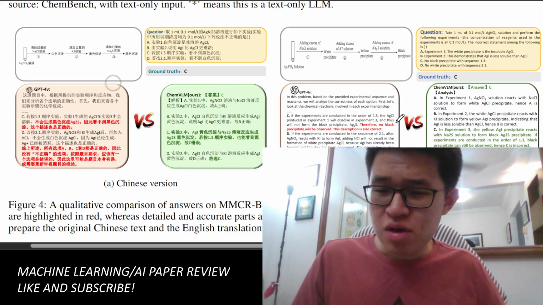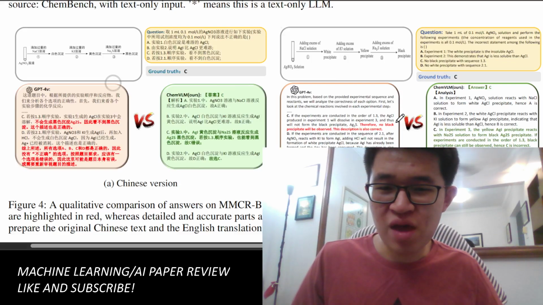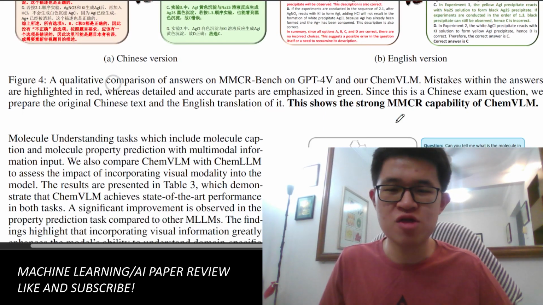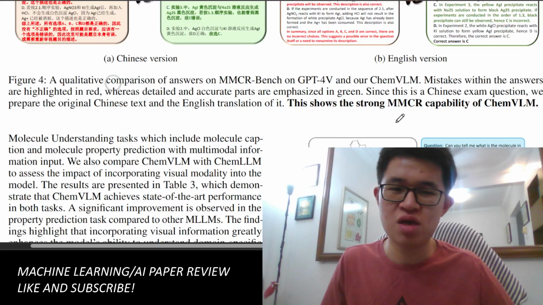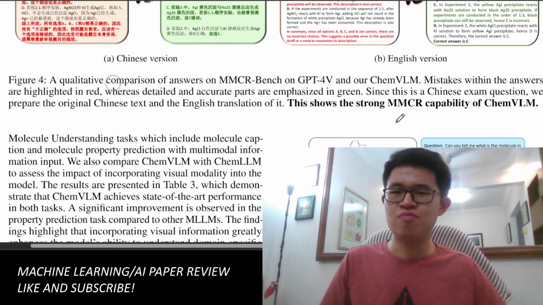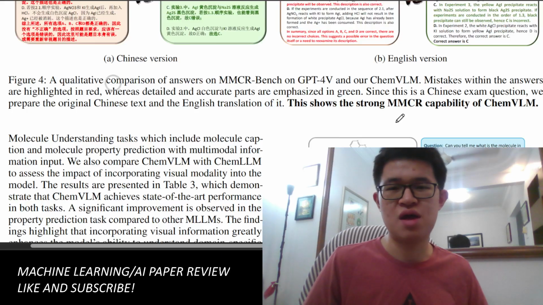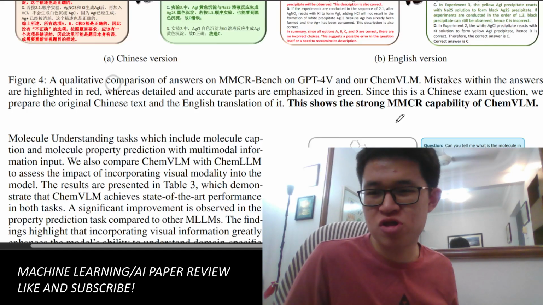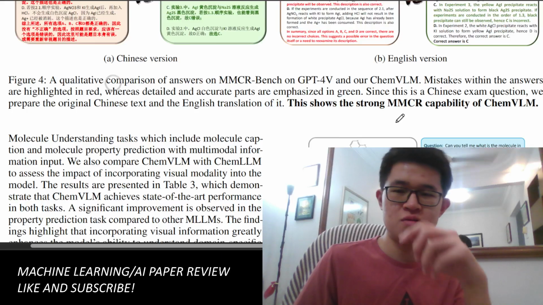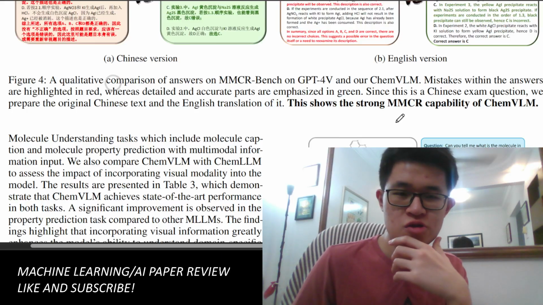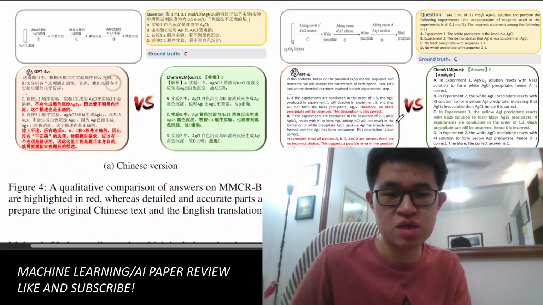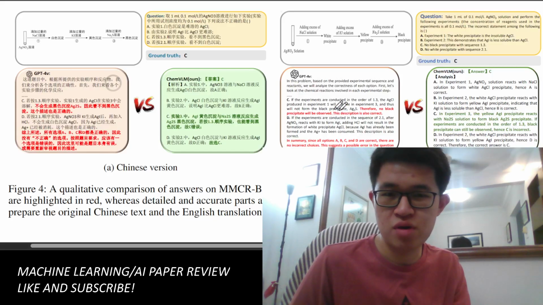A qualitative comparison of answers on reasoning benchmark on GPT-4V and their model. Mistakes within the answers are highlighted in red, whereas detailed and accurate parts are emphasized in green. Since this is a Chinese exam question, we prepare the original Chinese text and the English translation of it. Okay, and this shows the great reasoning capability of their approach here.